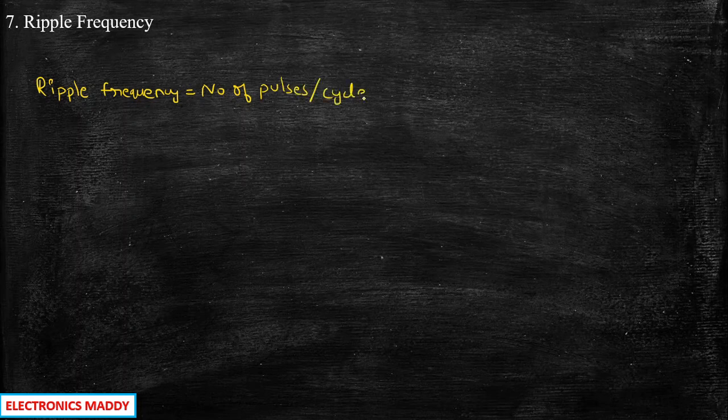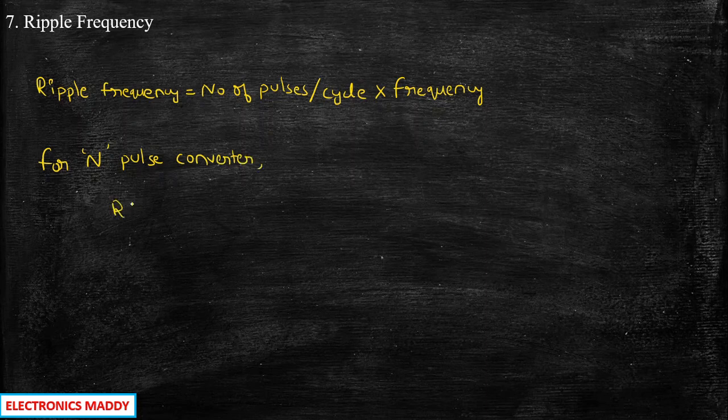Finally, we have ripple frequency, which is defined as follows. Ripple frequency is equal to number of pulses per cycle into frequency. This is again a very important parameter that we will be seeing for most of the converter configurations in general for an n pulse converter. So if we consider the number of pulses for a specific converter as n, you will be getting ripple frequency equal to n into f.